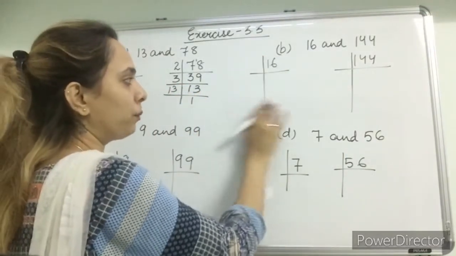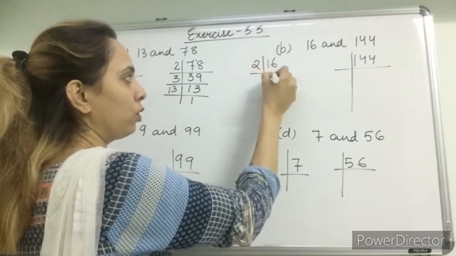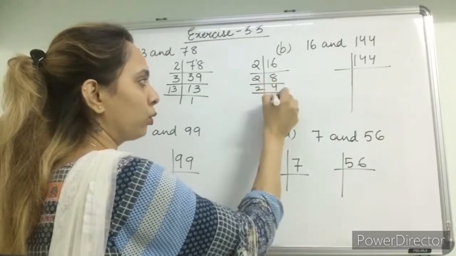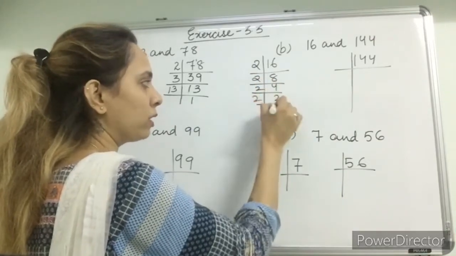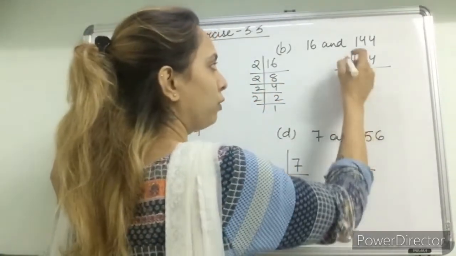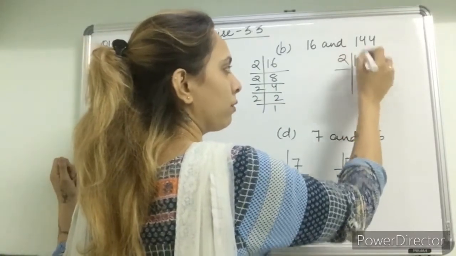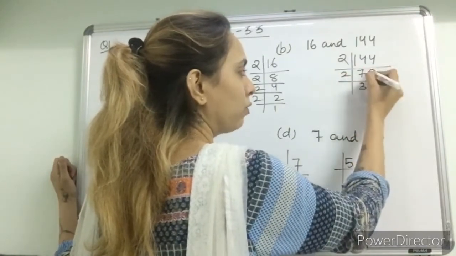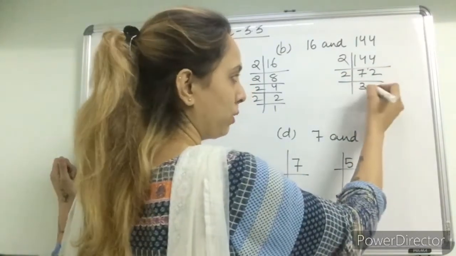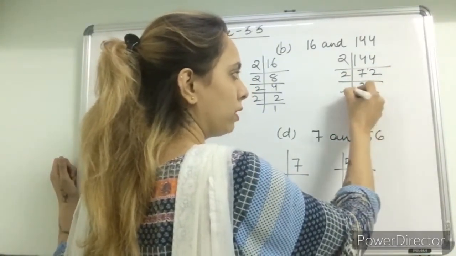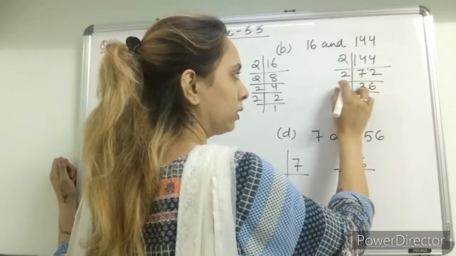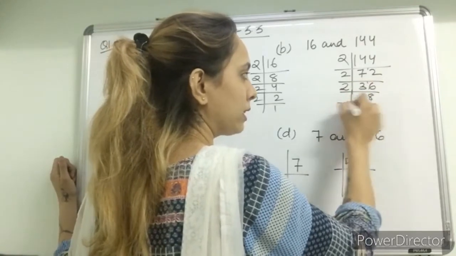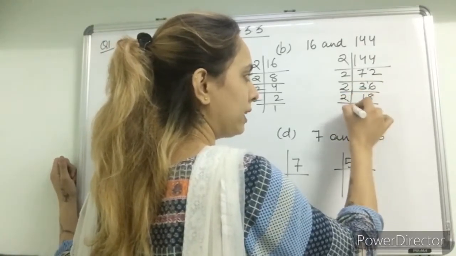Let's check it out for 16. 2 8s are 16, 2 4s are 8, 2 2s are 4, and 2 1s are 2. Now 144: 2 7s are 14, 2 2s are 4, 2 3s are 6, 2 6s are 12, 2 1s are 2, 2 8s are 16, 2 9s are 18.